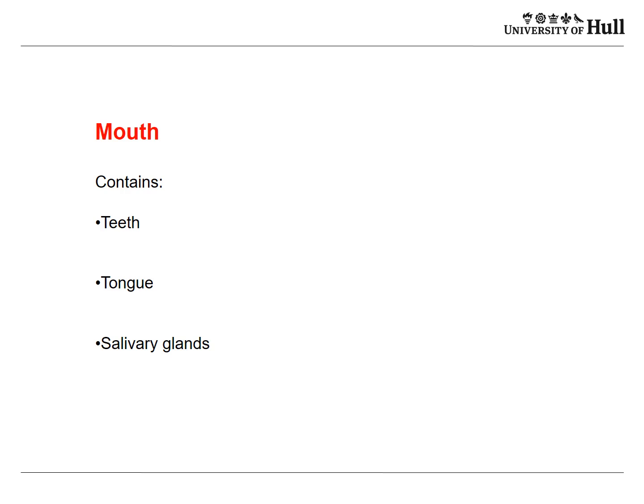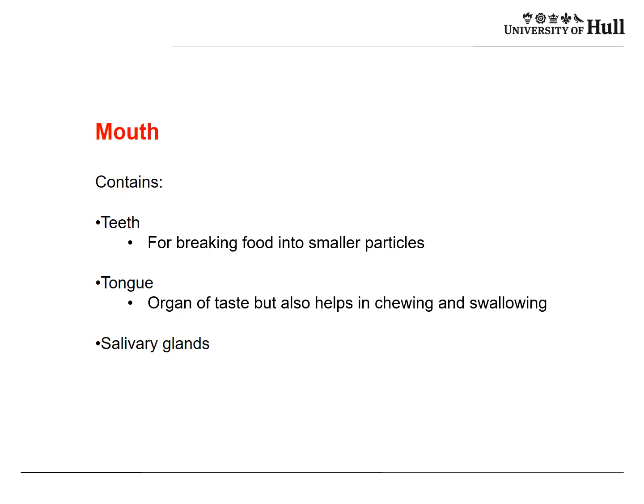The function of the various parts of the mouth are that the teeth are for breaking food into smaller particles. The tongue, while it is an organ of taste, is mainly there to help in chewing and swallowing. It forms food into a bolus, which is then pushed to the back of the mouth and swallowed, which we will look at. As I say, it does taste, but most of our sensation of taste actually is afforded through our sense of smell.